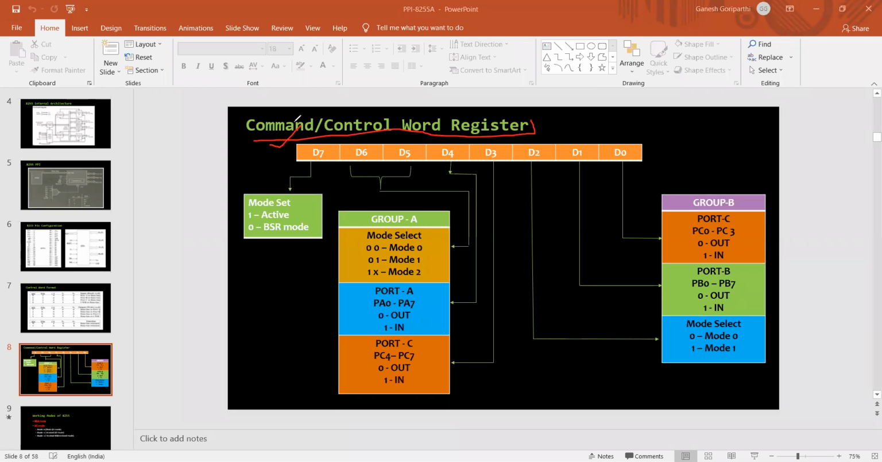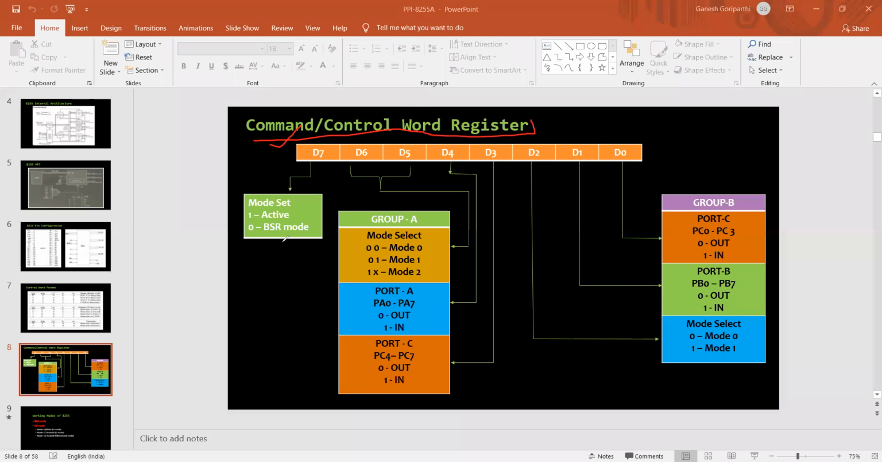That is the importance of command word. Hope the point is clear to you, right? So we are deciding how the 8255 has to operate, in which mode it has to operate, and whether the ports present in the 8255 have to operate as input ports or output ports. That we are entirely controlling through this command word. That is the importance of command word. Hope each and every single point is clear to you.